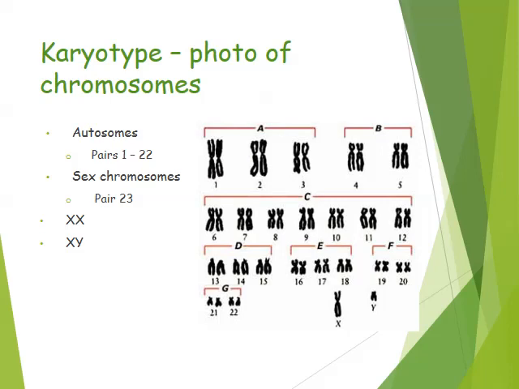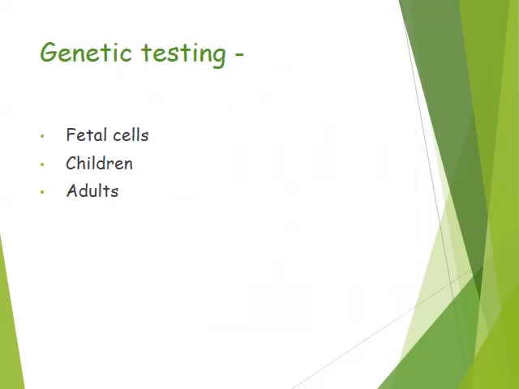Here's another karyotype, and this shows a male. You can see because of the presence of the X and Y chromosome. Sometimes the chromosomes are also grouped by letters into sets. And again, you can see the chromosomes are paired, the largest pair down to the smallest. A karyotype can be used to do genetic testing. Genetic testing can be done on fetal cells, and can be done on children and adults.